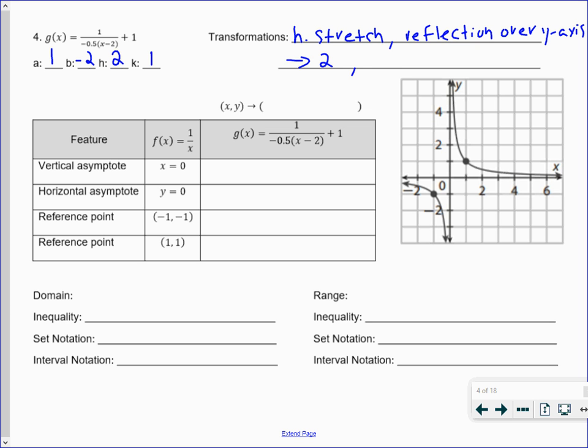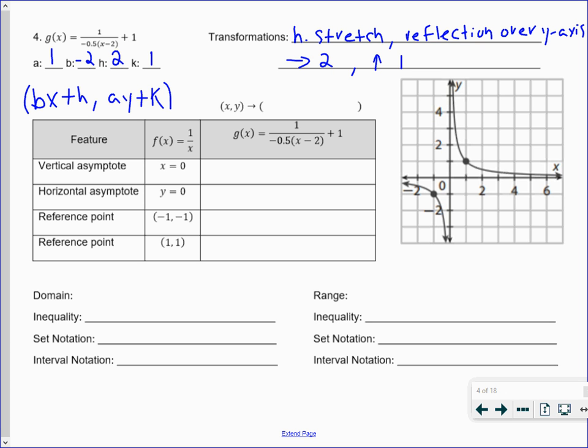And then for our k value, our k is 1. So that means we have a vertical translation up by 1. Our k increases our y value, so our y's are increasing by 1, so we're going up by 1. Now for our transformation rule, the rule is bx plus h, comma, ay plus k. So we have our a, b, h, and k values.